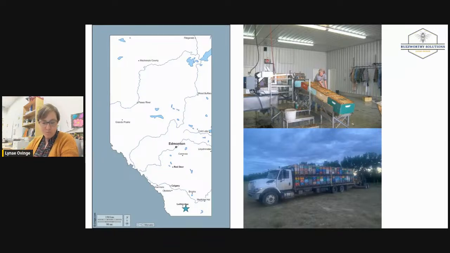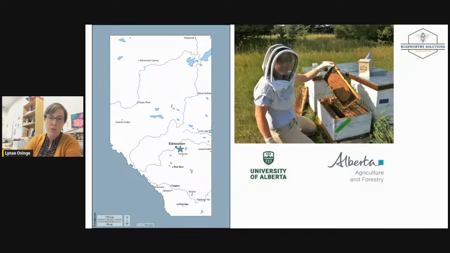And just right away, this is kind of what got me into bee research, was moving bees with Jerry every night and talking about the questions he had in his operation from the perspective of an owner of a large beekeeping operation. And so after that, I moved up to Edmonton and got my master's from the U of A. And I also got to work as an inspector for Alberta Agriculture and Forestry.